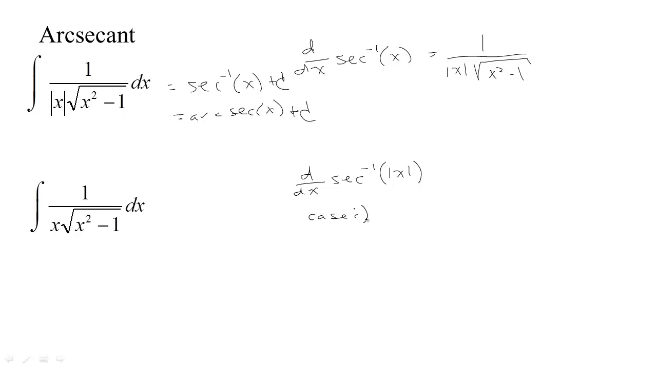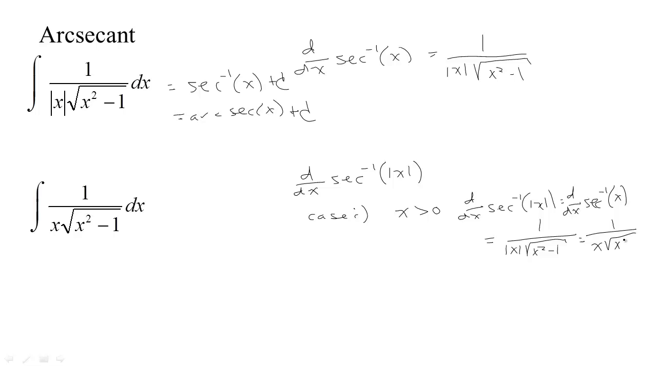In the first case, assume that x is greater than 0. When you're taking the derivative of the secant inverse of the absolute value of x, since x is positive, the absolute value isn't doing anything, so you're just taking the derivative with respect to x of the secant inverse of plain old x, and we know that is 1 over the absolute value of x times the square root of x squared minus 1. But if x is positive, the absolute value doesn't do anything, so that's just 1 over x times the square root of x squared minus 1.